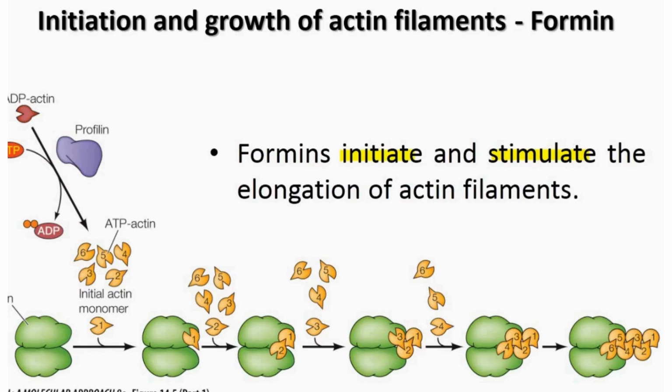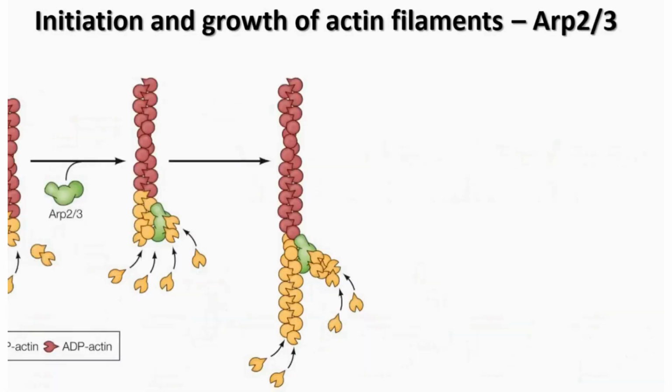But of course, for the conversion of ADP bound actin monomers to ATP bound actin monomers, we have the role of profilin, that of course will come in the subsequent part. Then you have initiation and growth of actin filaments.